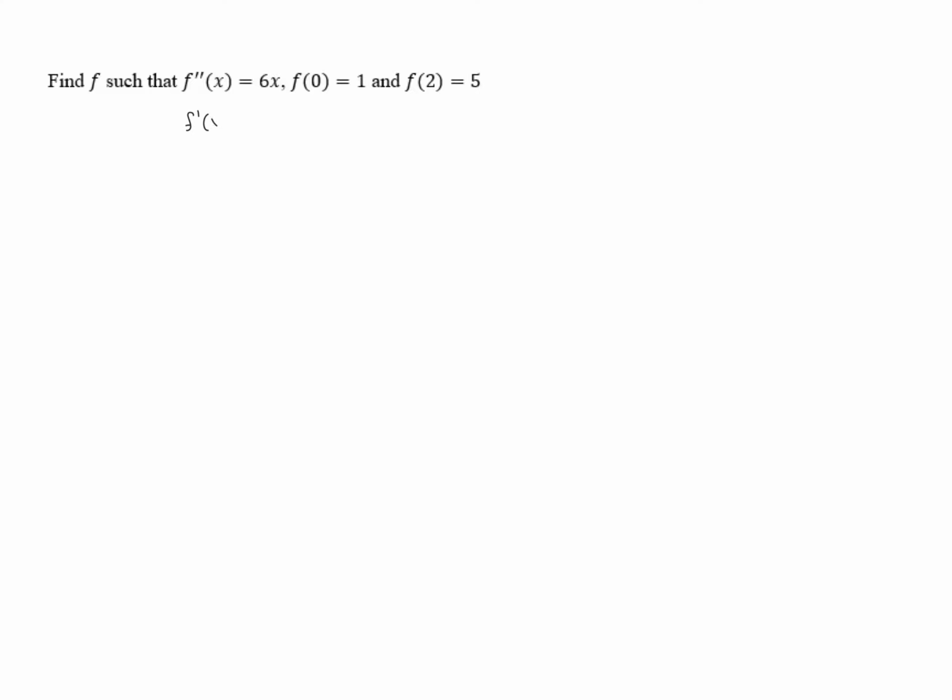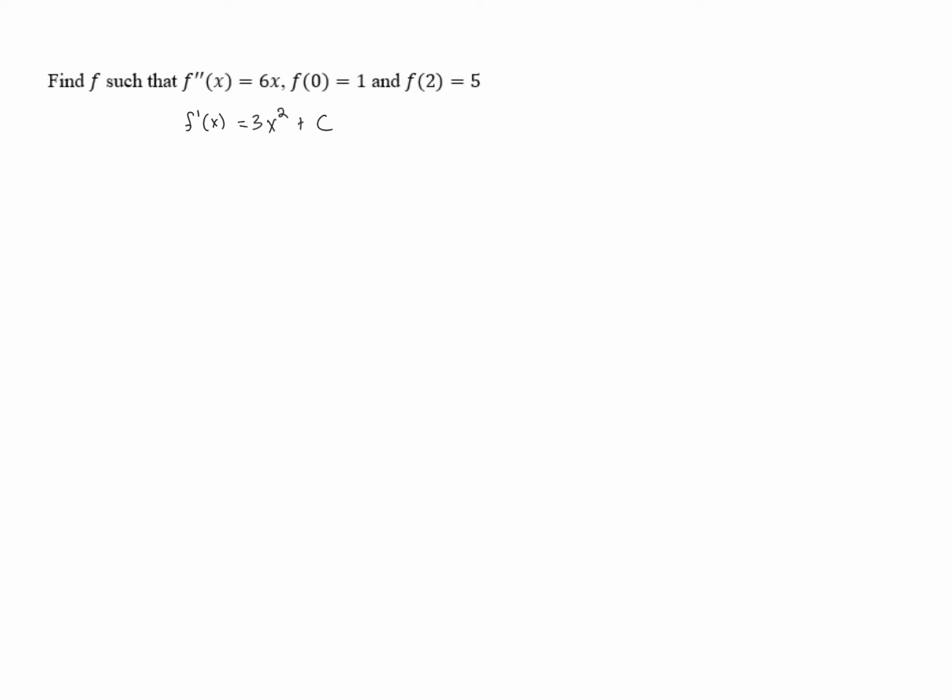To find the first derivative, we antidifferentiate once. The antiderivative of x is x squared over 2. And when we take that 6 and divide it by 2, we get 3, plus a constant. Can't figure out what that constant is yet because we're not told anything about the first derivative. We're only told things about the function.